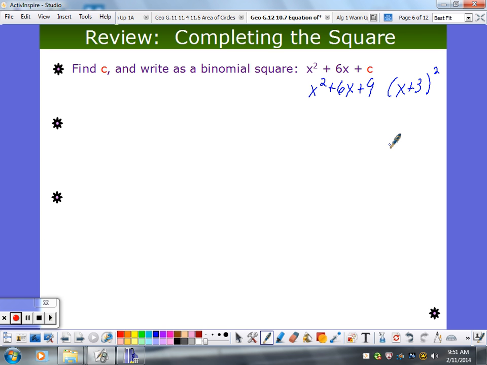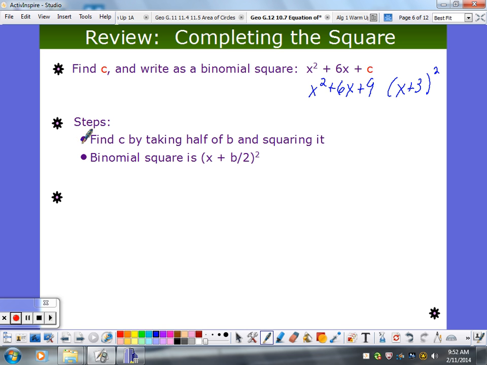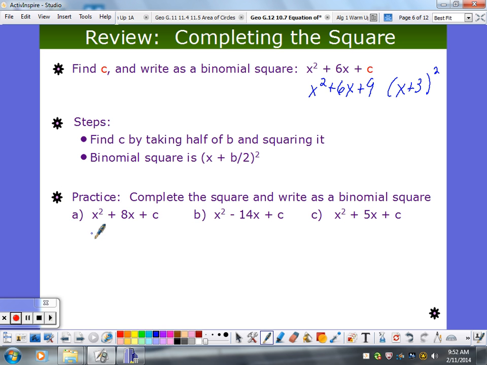X plus 3 squared, isn't it? Right? You want the square root of that, and this one's signed. So, find c by taking half of b, and then you create this binomial square. So real quick, I want you to complete the square on these guys and write them as binomial squares.